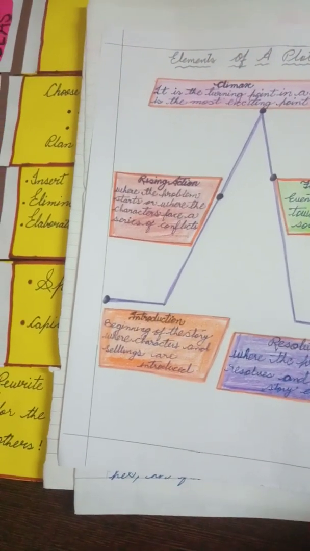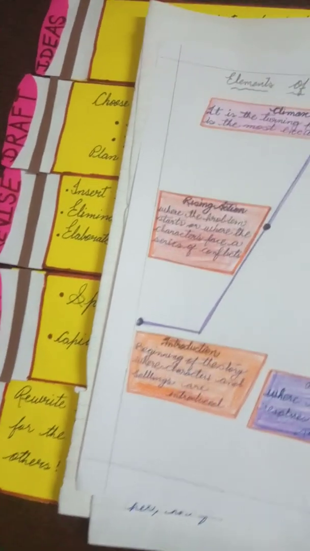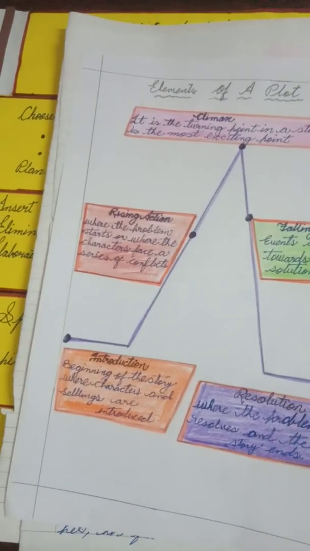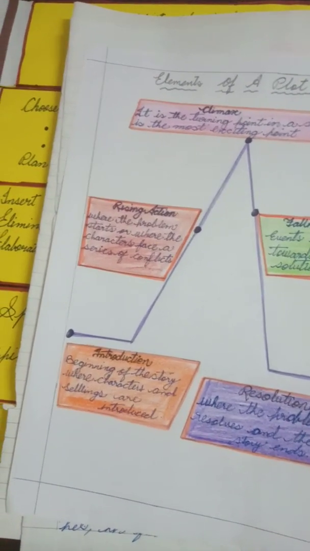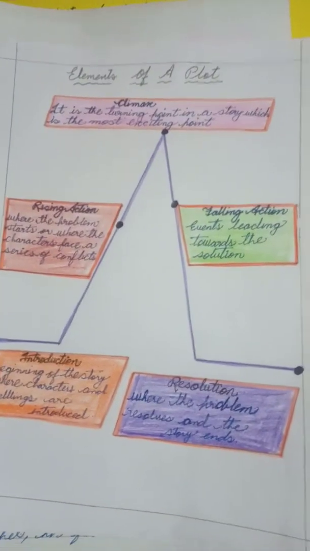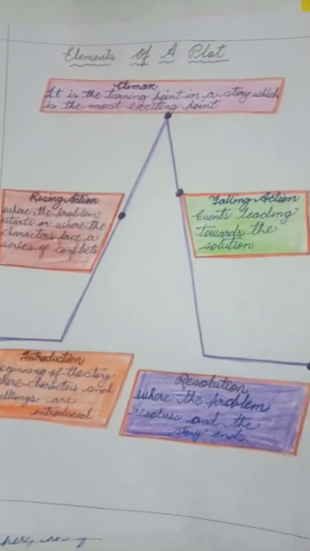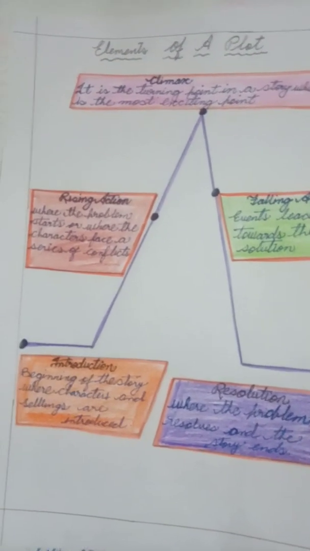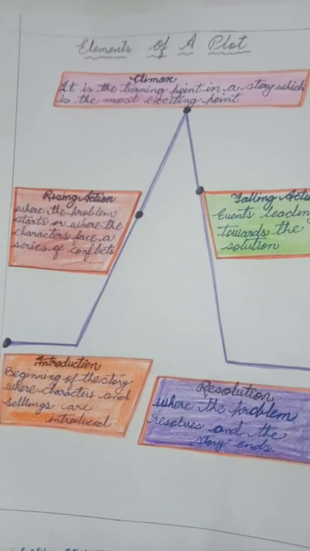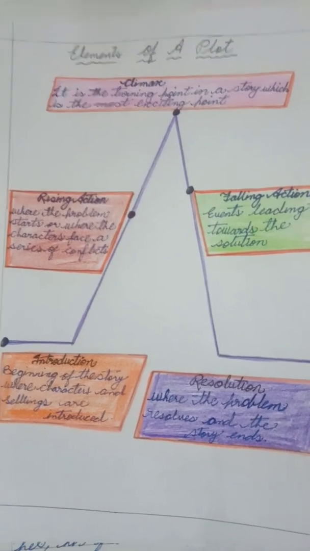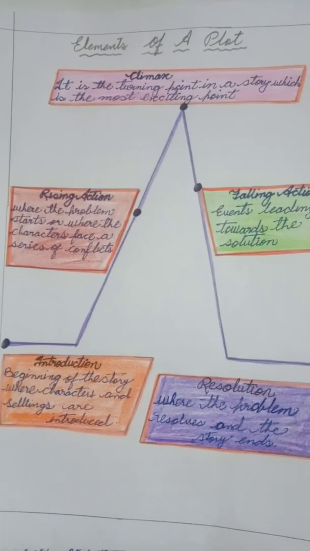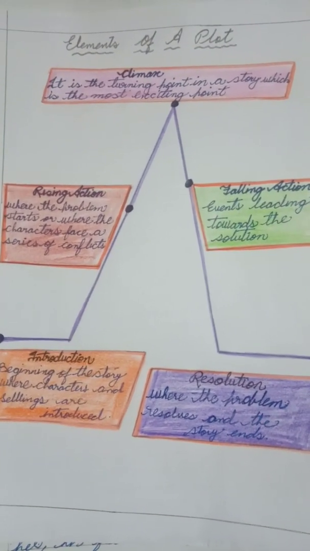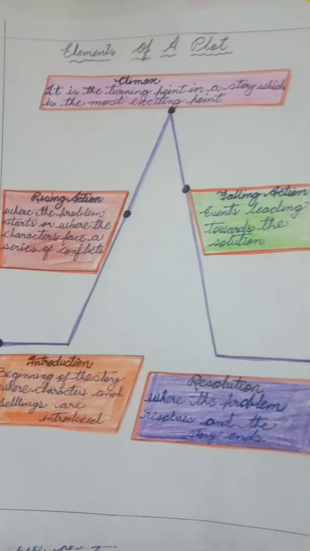Now, let's understand first what is a story. A story is a fiction. In other words, a story describes imaginary events and people. And every story has a plot. Now, what is a plot? A plot consists of events that occur during the course of the story and the way in which they are presented to the reader. Now, a plot has 5 elements which you can see over here.